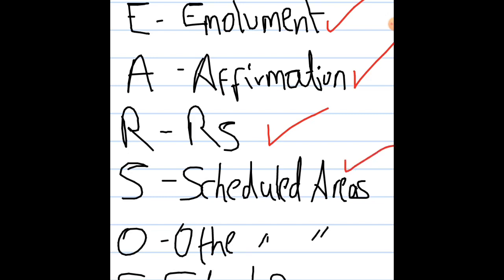Fifth schedule is over. Now the sixth, other scheduled areas. Provisions relating to the administration of tribal areas in the states of Assam, Meghalaya, Tripura and Mizoram. Now the seventh schedule, federal provisions, which is nothing but division of power between union and the states. The term federal itself describes the division of power between union and the states.